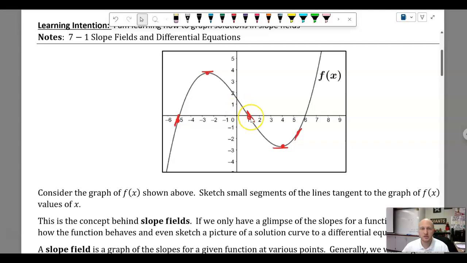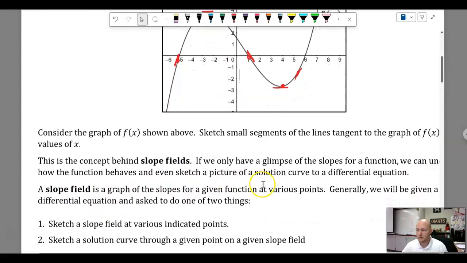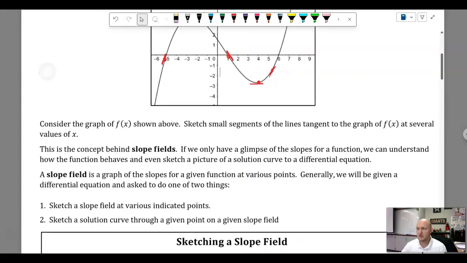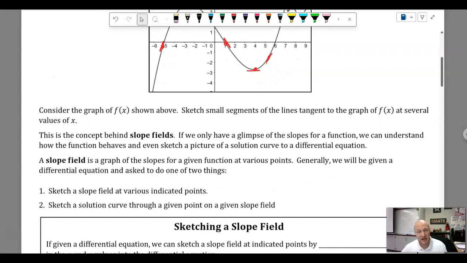Those are the individual slopes at that specific point. That's the whole idea of calculus, instantaneous rate of change. This is the idea behind slope fields. If we only have a glimpse of the slopes of a function, we can understand how a function behaves or moves, even sketch a picture or what we call a solution curve, which is a very specific curve to a differential equation, because it is possible. Actually, we can have infinite solutions to a given slope field, and we'll talk about that in a second.